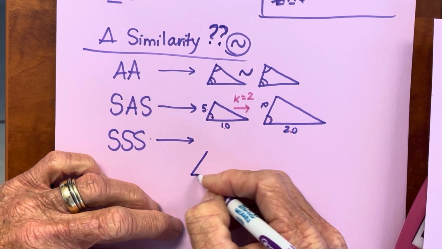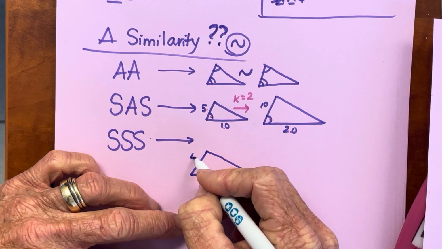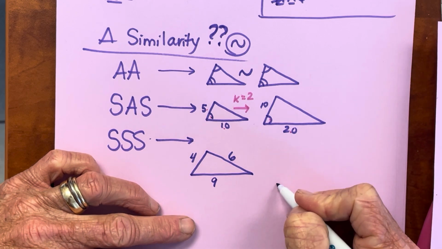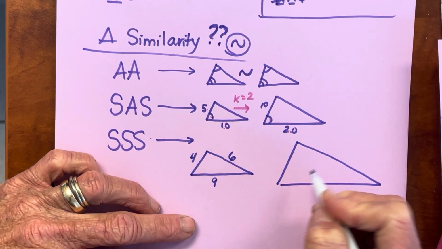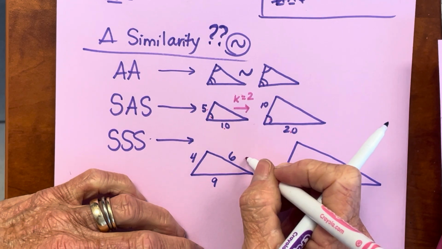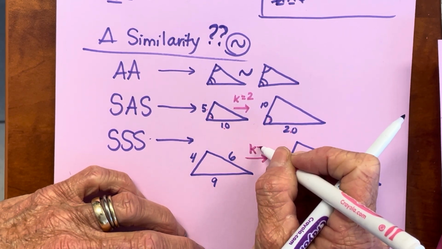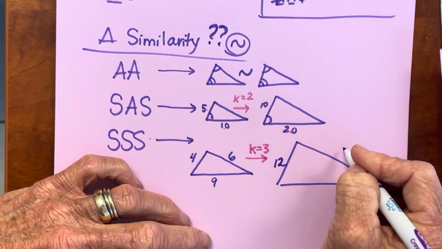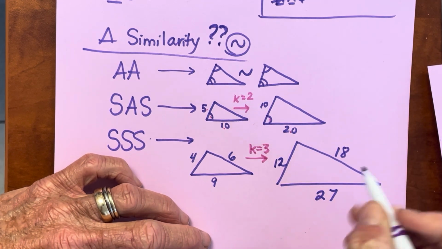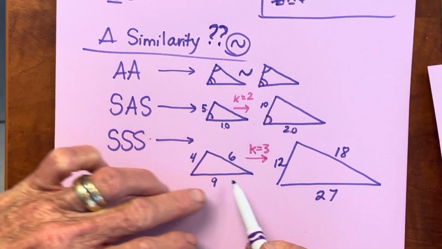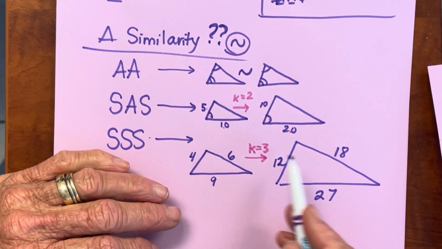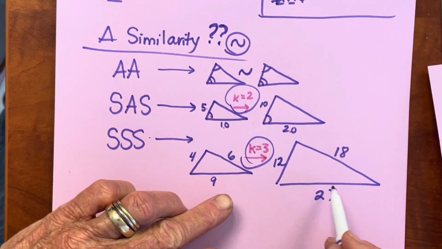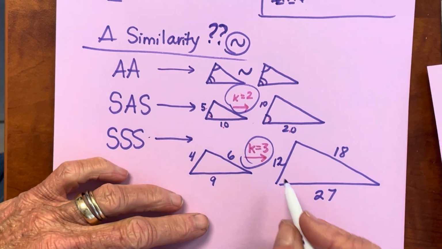And then side, side, side would look more like if we had 4, 6, and we'll go with 9. And then we have a bigger triangle where, let's just go ahead. We're going to keep this really simple for illustration points. Let's make our scale factor 3. So if this were 12, 18, and 27, okay? As long as all 3 pair of sides are proportional, I could set up my proportion, or I could identify a scale factor. I don't have to know anything about the angles. That's what side, side, side would look like.